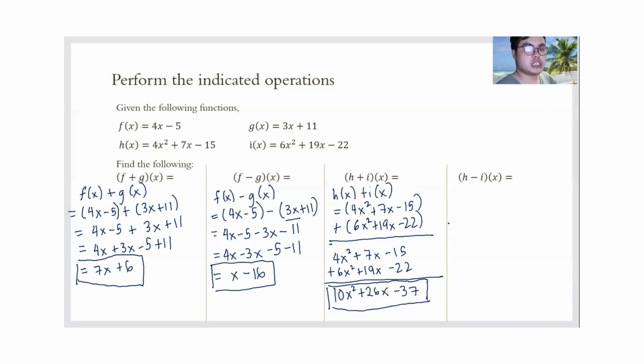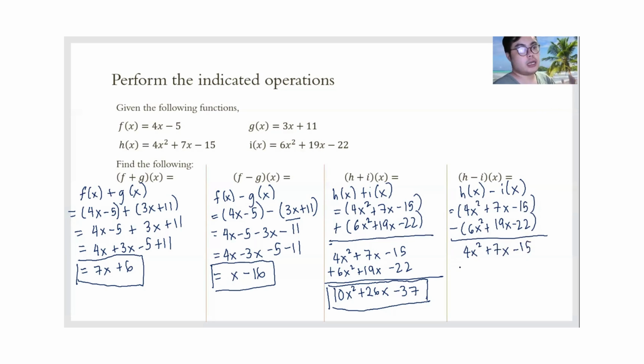For h minus i of x, we will be using the same functions, h of x and i of x. However, we're going to use a different operation, namely subtraction. So I'm going to copy all the terms of the given functions here. First, we're going to copy the terms of the first function, and I will retain the signs also.